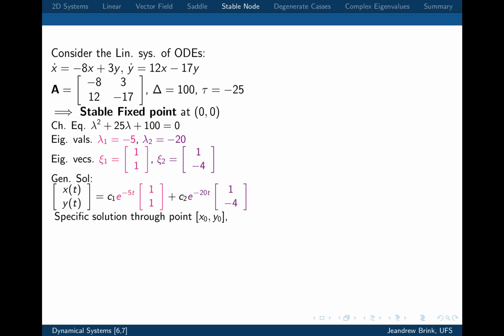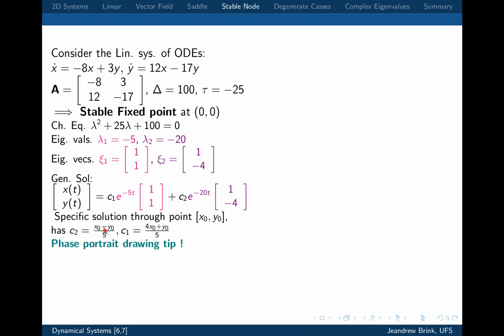And then you once again say, this is the general solution. We now want to find the solutions through a specific point, x0, y0. How do I do that? It's easy. If time t equals 0, the exponents are just 1, and so you have that x0 equals c1 plus c2, and y0 equals c1 minus 4c2, and you can invert that to get what c1 and c2 are in terms of x0 and y0.